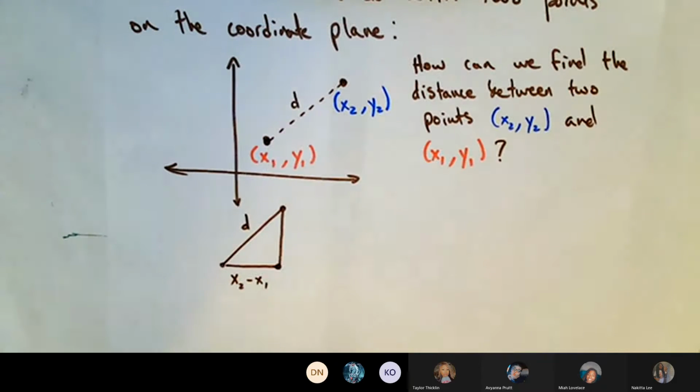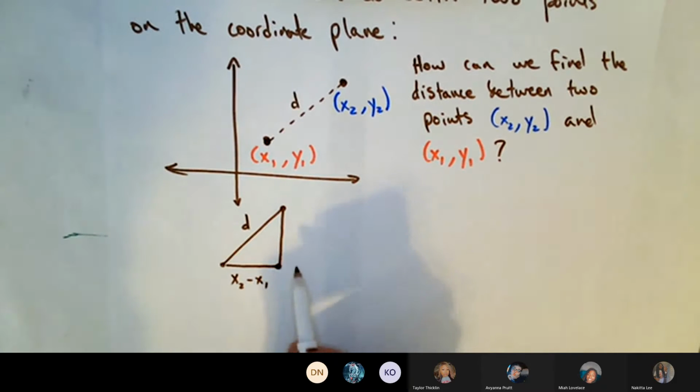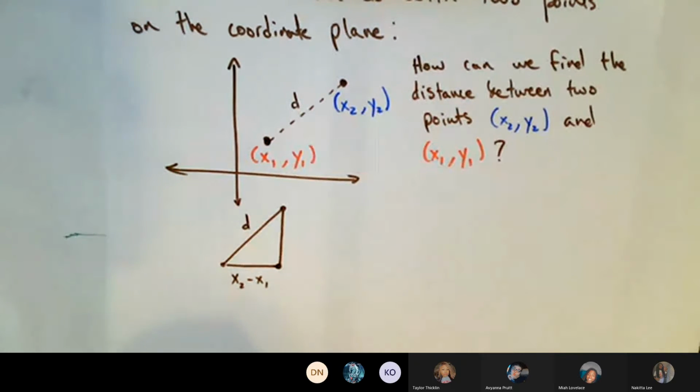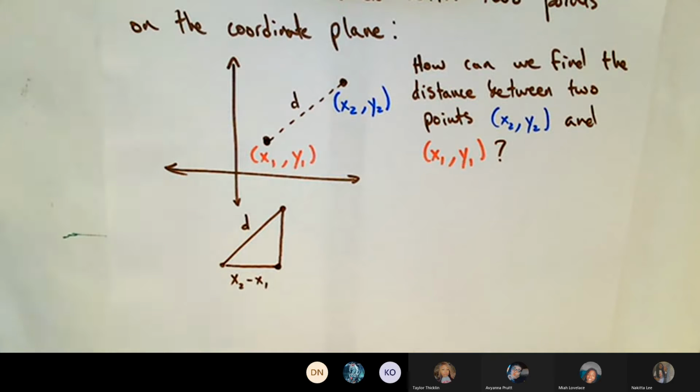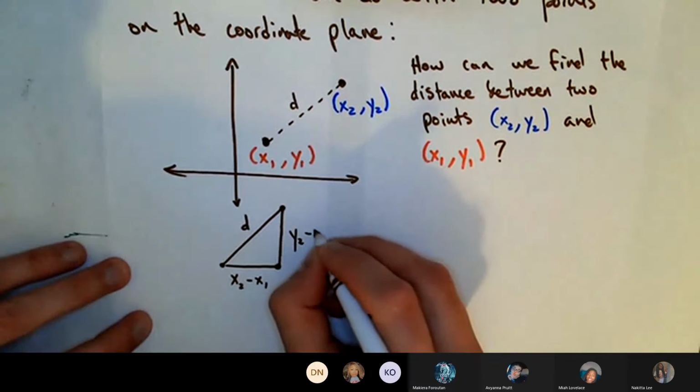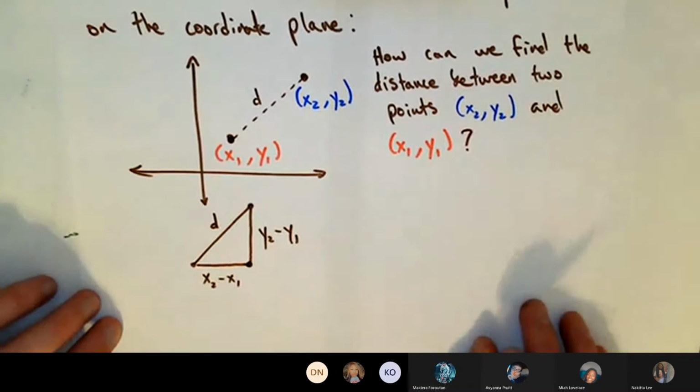And similarly, does anyone have an idea about what this side would be, just the vertical distance between the 2 points? Mikira, any idea? Or Nikita? Would it be the y2 minus y1? Yes, that's right. The vertical distance will be the difference in those y values. Okay, nice.